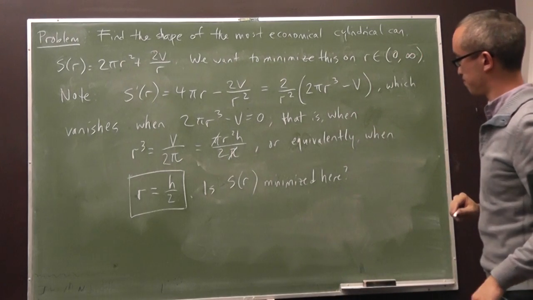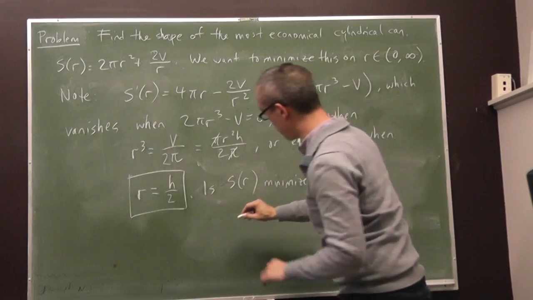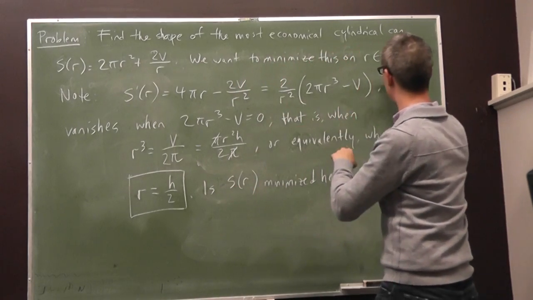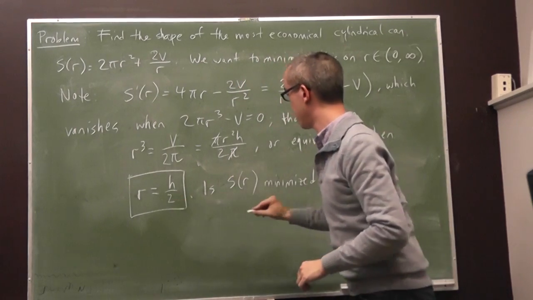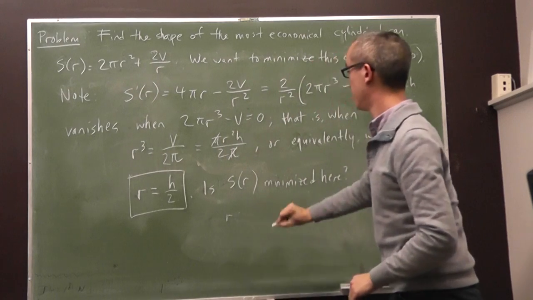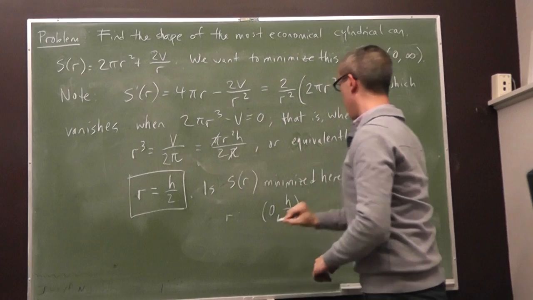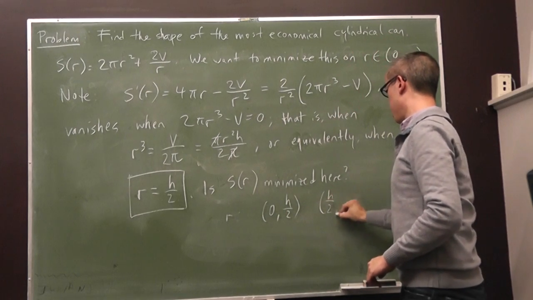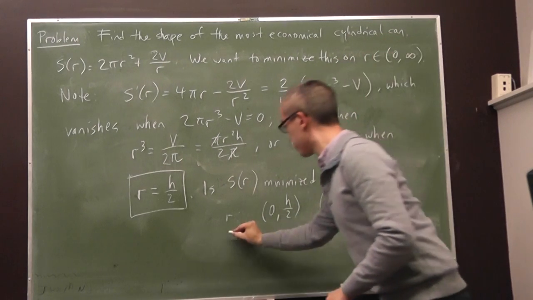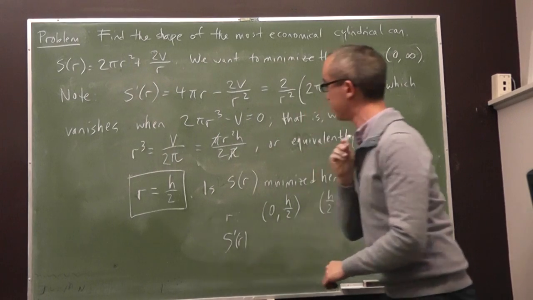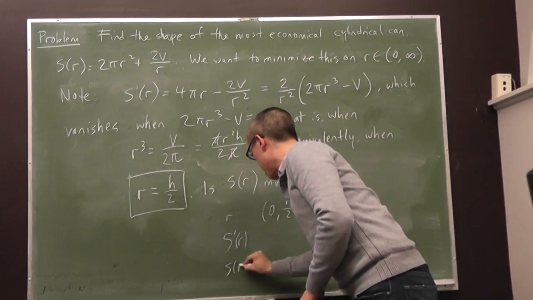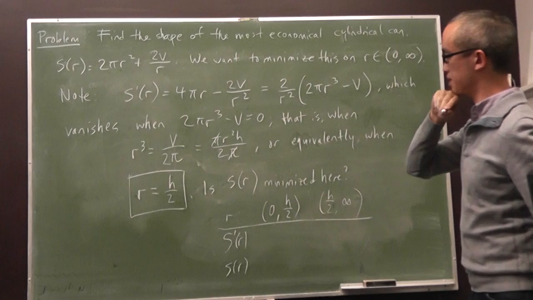Let's draw a table, like we always do when we're curve sketching, where we take our domain and split it up with this critical point. So I want to know what happens when r is between 0 and h over 2, and what happens when r is between h over 2 and infinity. In particular, I want to know what is the sign of S prime of r, and that'll tell me if S of r is increasing or decreasing.